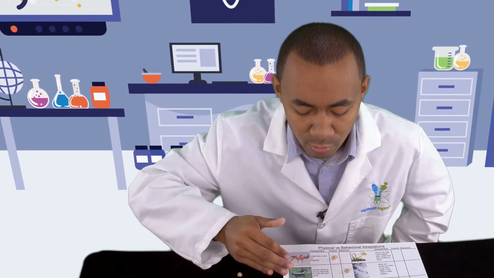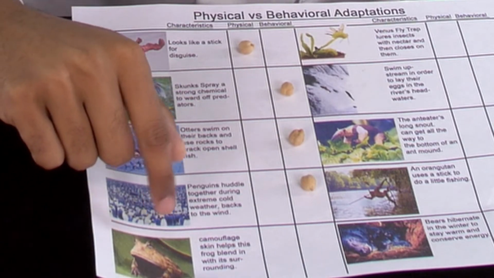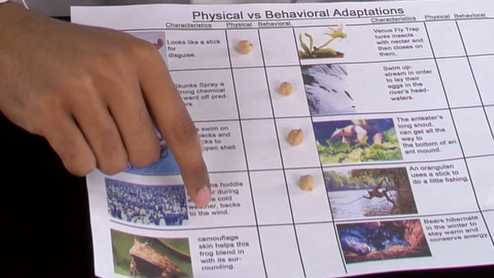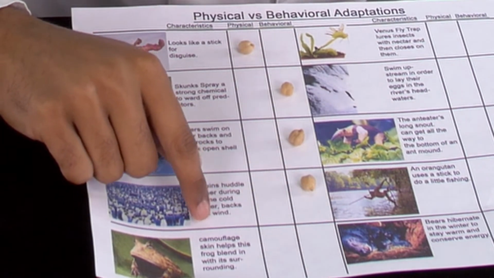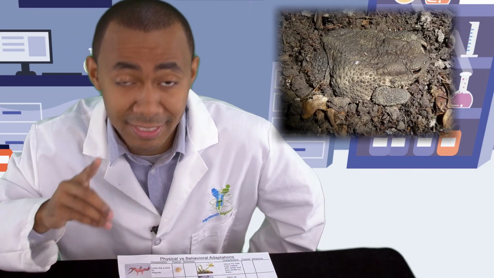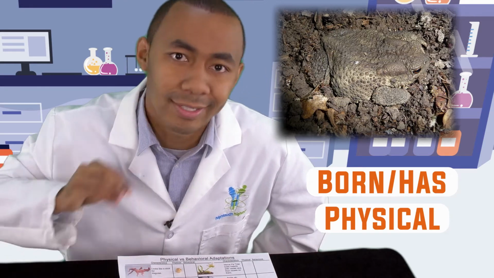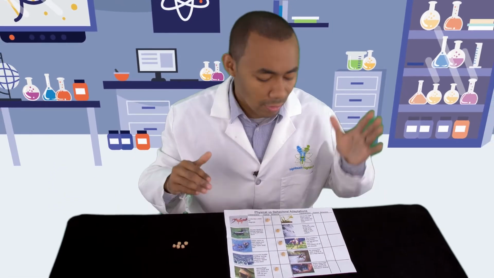So let's look at the last one on the bottom on the left here, okay, which says that we see a picture of a frog. It says that it has camouflage skin that helps it to blend in with its surroundings, right? So do you think this frog went to Home Depot and bought some paint and put it on itself? No, it's not something that it did. It's something that it was born with. It was born looking like this. That's the key word for physical adaptation. Remember, born or do, right? Either or. That's how you can tell if it's physical or behavioral.